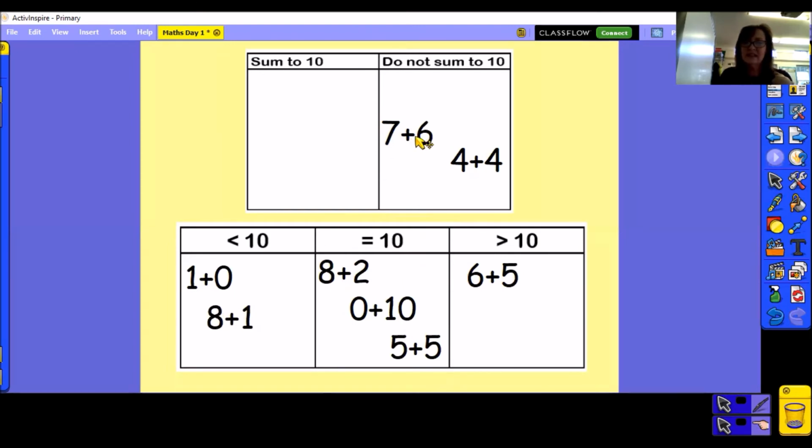We've got 7 add 6 here. Well, if we know that 8 add 2, that's a big number and quite a small number, equals 10, then if we look at 7 add 6, both of those numbers are much bigger than 5 add 5, and so they are greater than 10. And then the last one we've got, 4 add 4. If we compare that to the 5 add 5, 4 is smaller than 5, and the other 4 is smaller than 5, so 4 and 4 can't make 10 like 5 and 5 do, so it's going to be less than 10.